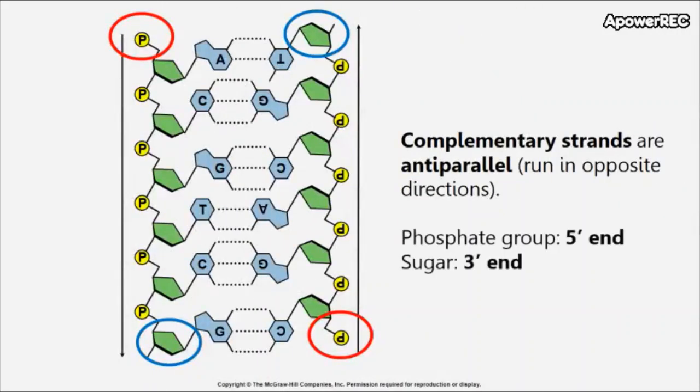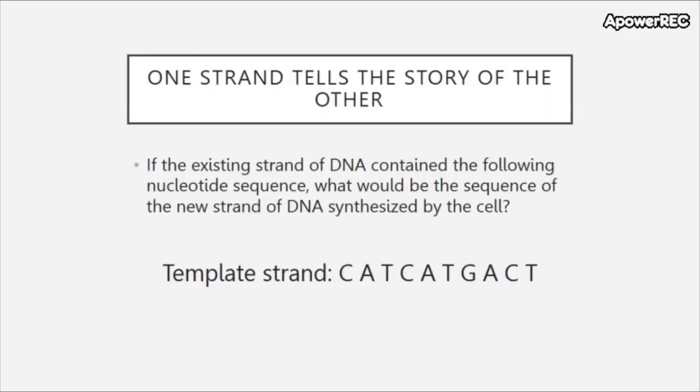And as a reminder, again, the phosphate group should be on the 5' end, and the sugar should be on the 3' end. So what that means is that one strand tells the story of the other, and that this provides a mechanism for copying one strand into a new strand.